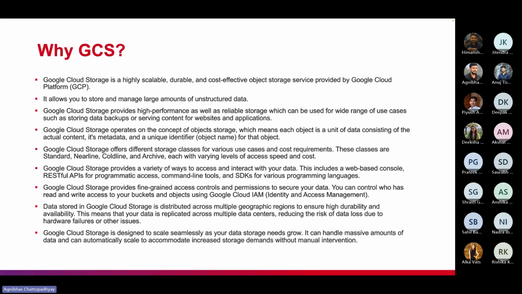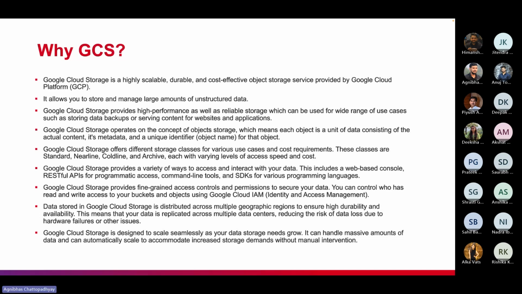So these classes are standard, nearline, coldline, and archive, each with varying levels of access speed and cost. If you increase the cost, access speed will be more, and if you decrease the cost, then access speed will be lesser. Based on that, these different types are designed in Google Cloud Storage so that you can use them for each requirement.